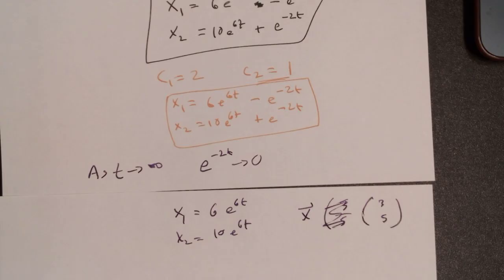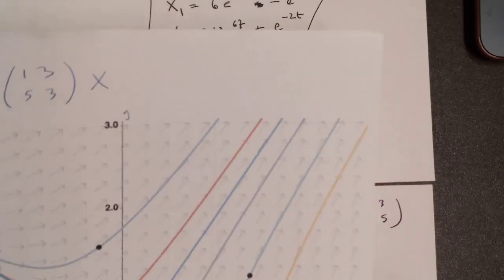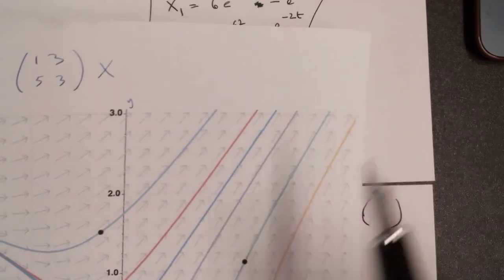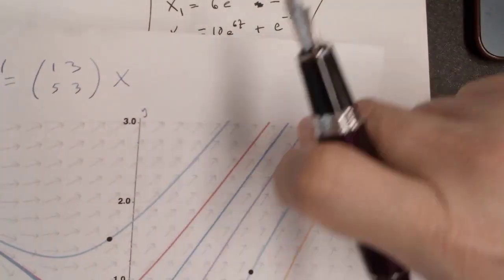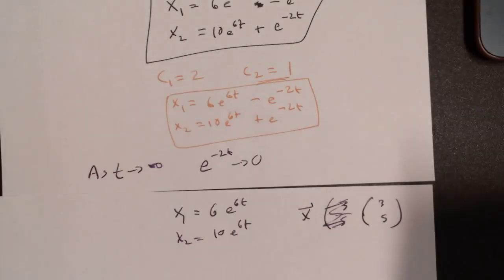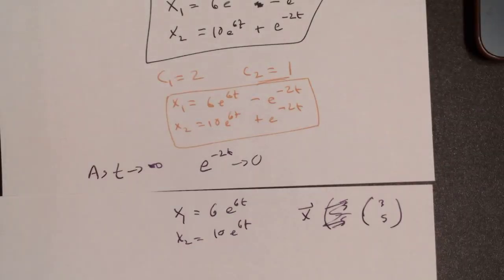As t gets bigger and bigger and bigger, we're going to get closer to the line that points in the direction 3, 5. Our curves are asymptotic to this line. They all end up pointing this way. And the further out I go, the closer they'll get to the line whose slope is 5/3.